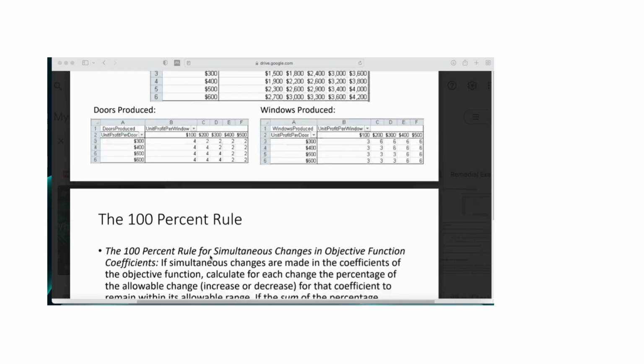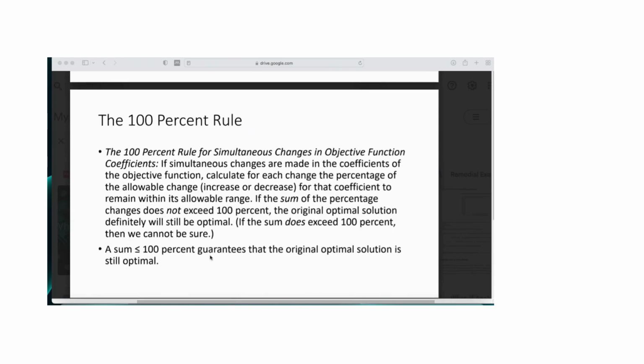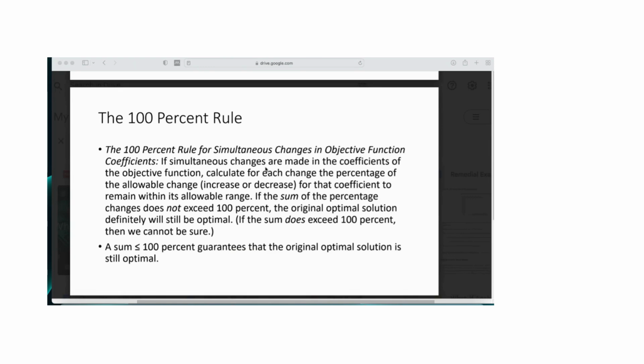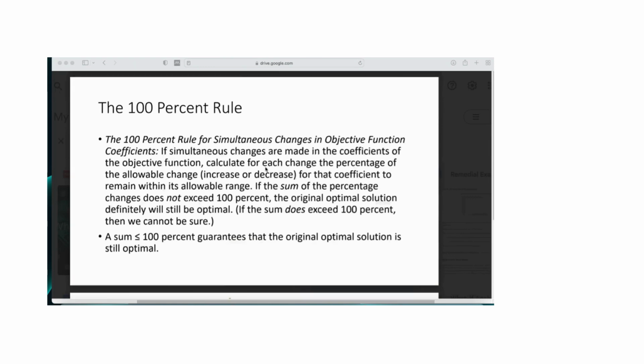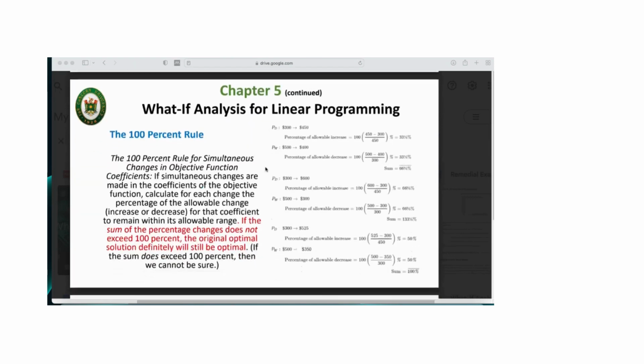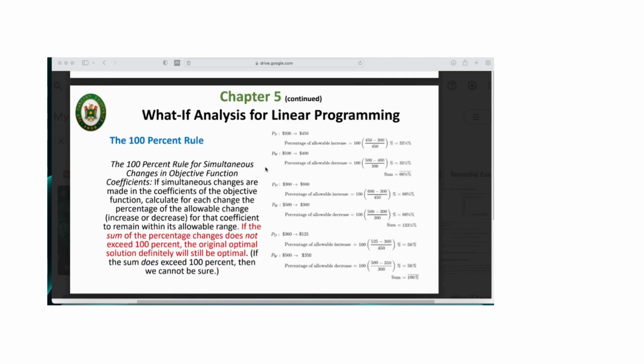And we will find out using the 100% rule. Okay, for when we simultaneously change the two parameters in the objective function, we will use the 100% rule to determine the effect on the optimal solution. So how do we use the 100% rule? We compute for the percentage changes.